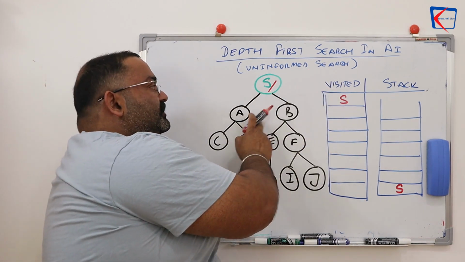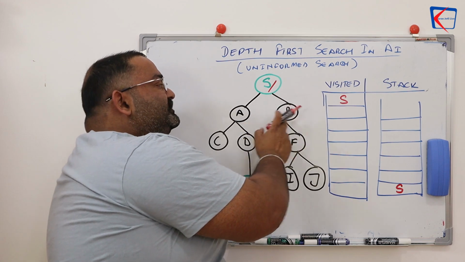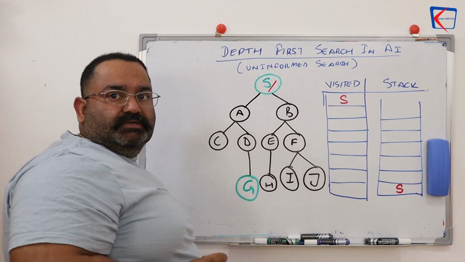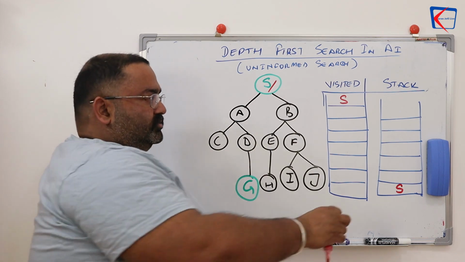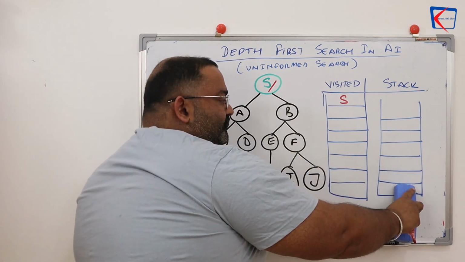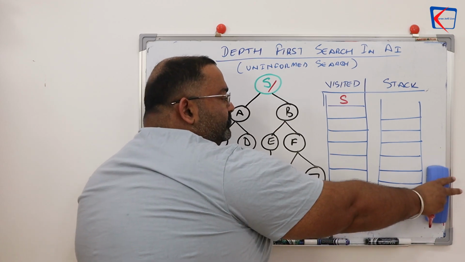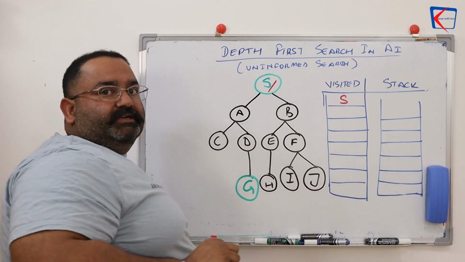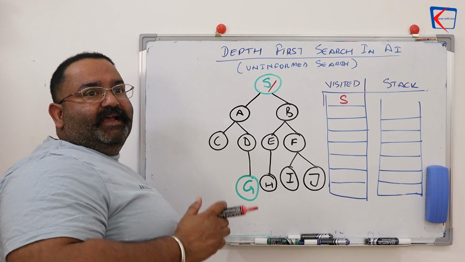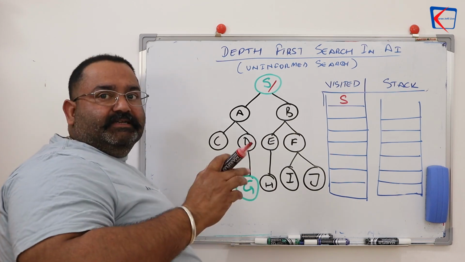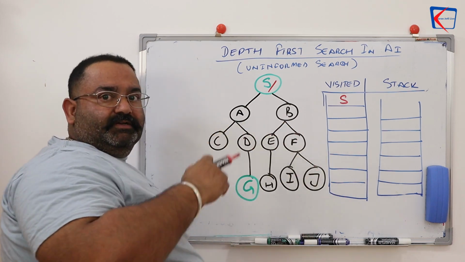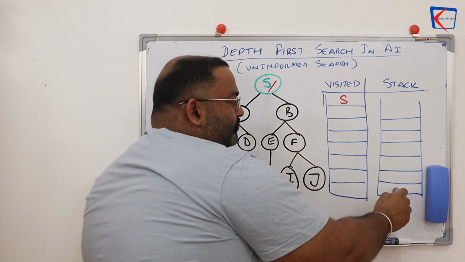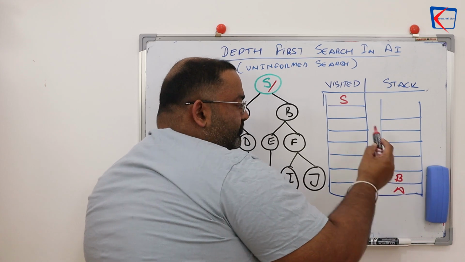Then we will see the next adjacent nodes of this node. Since now our stack is empty, and it has two adjacent nodes, that is A and B, we push them to the stack. I push A, then I push B.